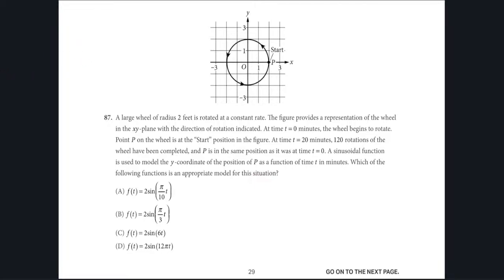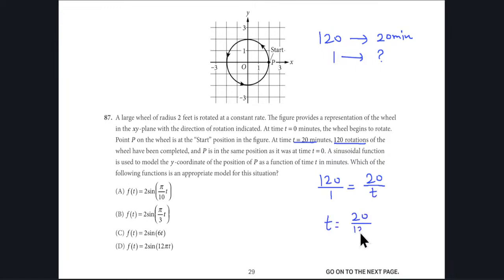Okay, first I want to find the period. In 20 minutes, 120 rotation. What is period? Period is the time taken, obviously, for one rotation. So if for 120 rotation, that guy takes 20 minutes, for one rotation, how much time will it take? That's what I want, right? That's the period. So I'm going to say that 120 over 1 should be equal to 20 over t, or you could have just said that it is 20 over 120, that is 1 over 6. So that is the value of the period.